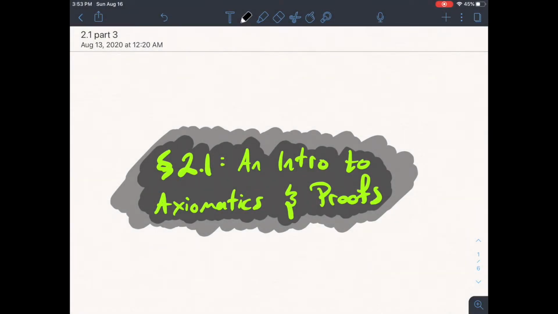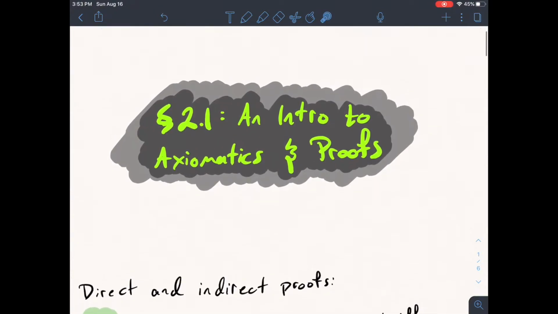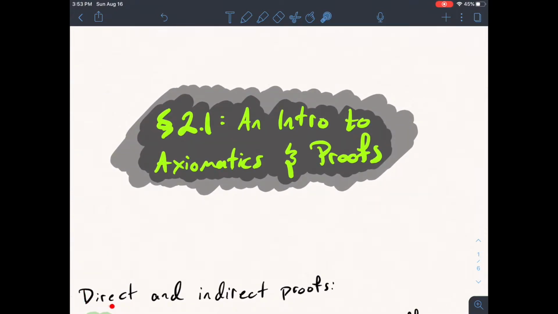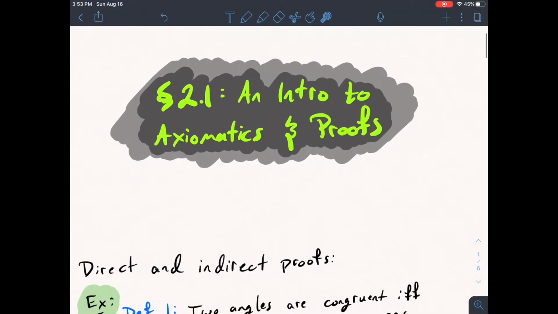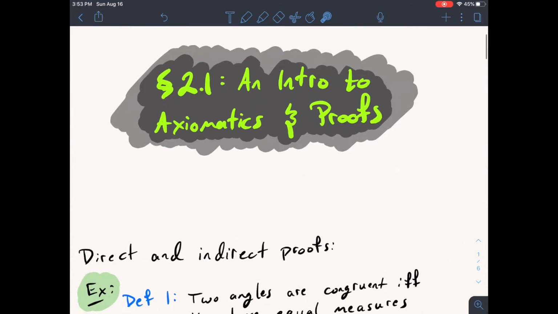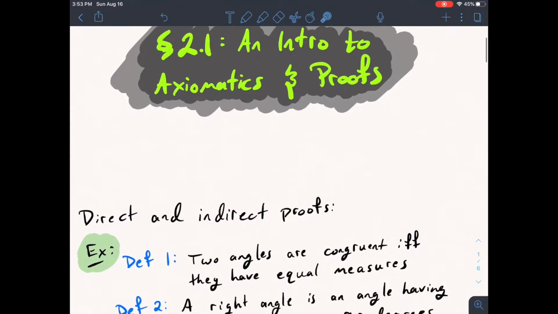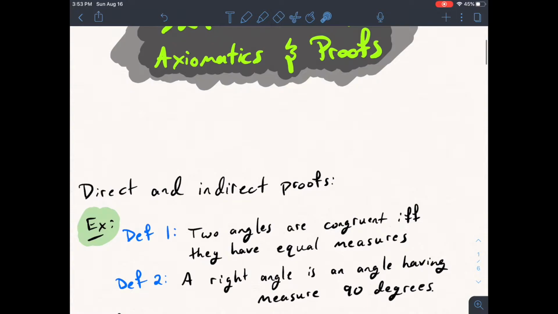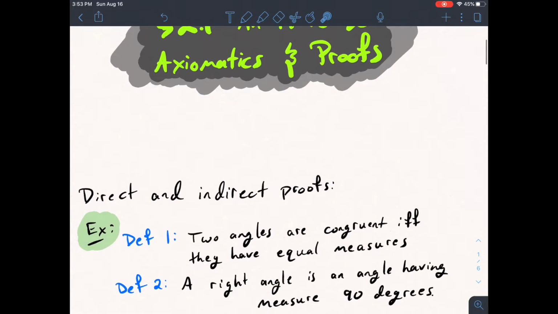In this section, we're going to be taking a look at some different forms of proofs. The two that I want to look at are called direct and indirect proofs. So let's take a look at a direct proof. Before we do that, the direct proof is going to involve two definitions. These are going to be very basic definitions that hopefully you're all familiar with already.